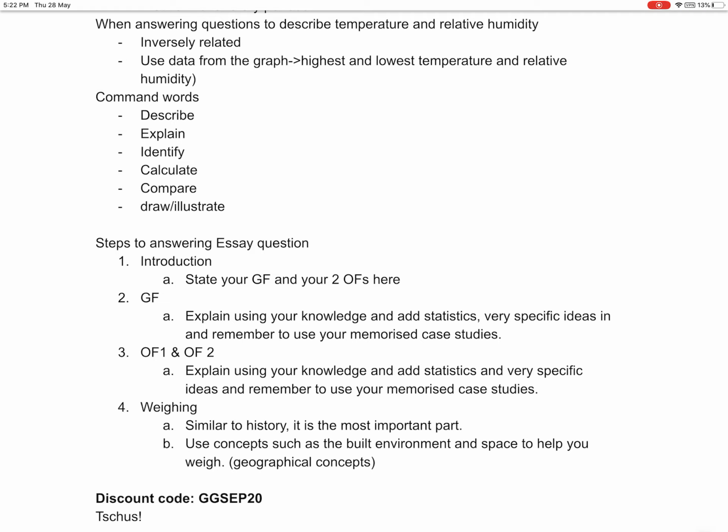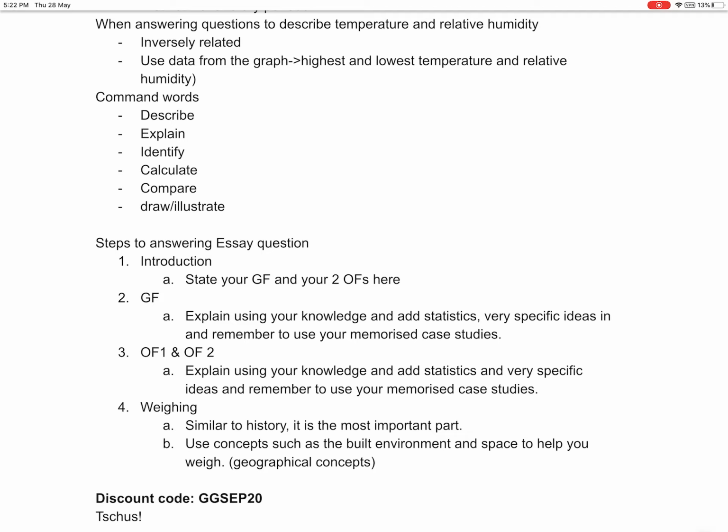For example, if they say that cattle ranching is the main cause of deforestation, just say, today in my essay I'm going to talk about how cattle ranching is one of the reasons for deforestation, and my two other factors are mining and medicinal benefits or economic benefits. And then you can start with your given factor.